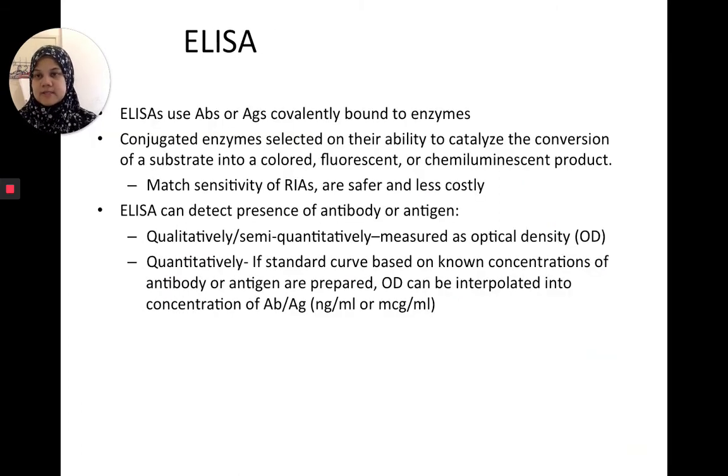Alternatively, people use ELISAs. Instead of using radioisotope labeled antibodies or antigens, people use enzyme labeled antibodies or antigens, usually enzyme labeled antibodies. These enzymes can be quite sensitive as well. They're safer, obviously, because you're not playing with radioisotopes, and they're less expensive. And they can detect antibodies or antigens either qualitatively or semi-quantitatively using optical density measurements. Or if you can construct a standard curve, you can also measure quantitatively, and you actually know the concentration in nanograms per mil or micrograms per mil.